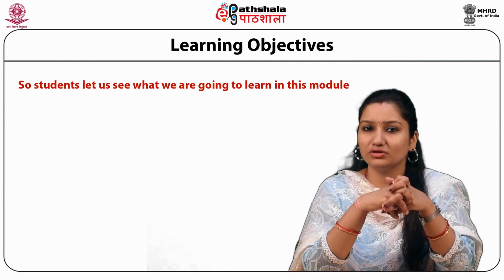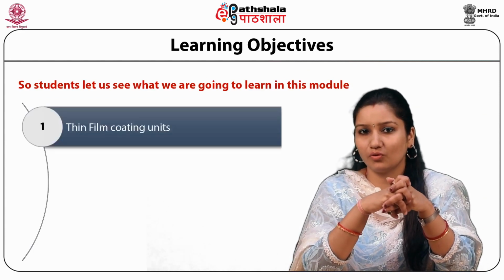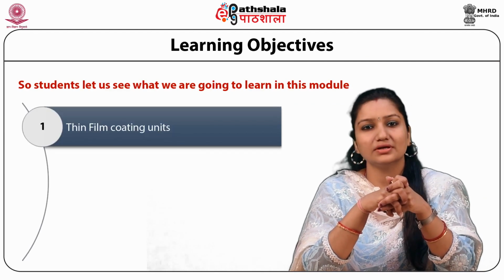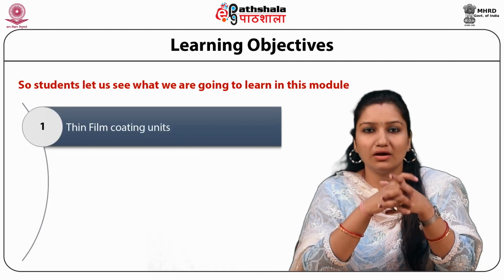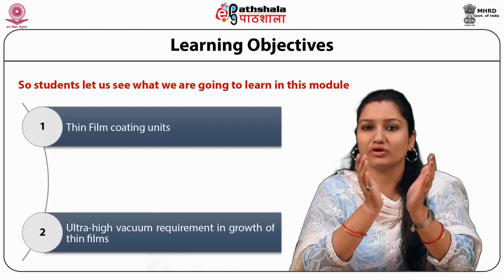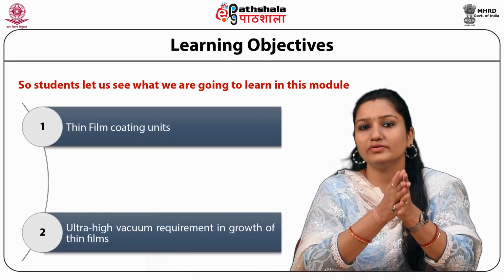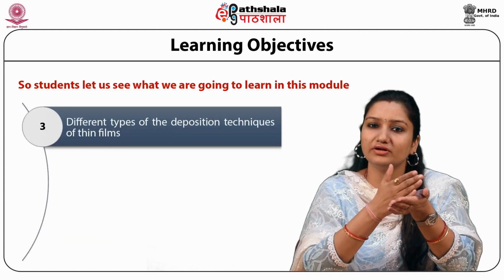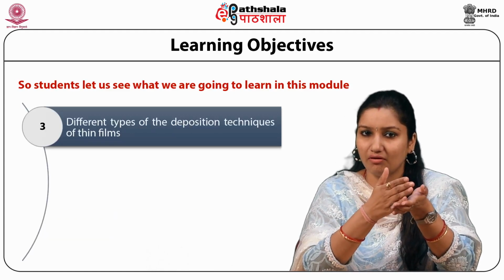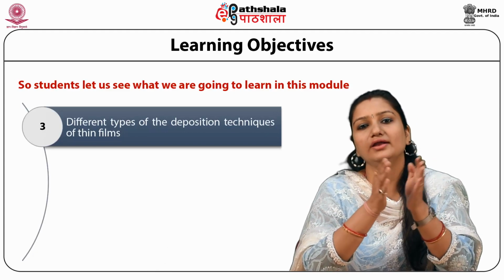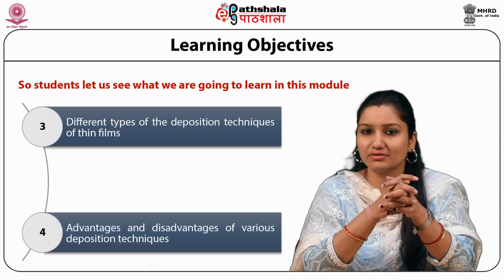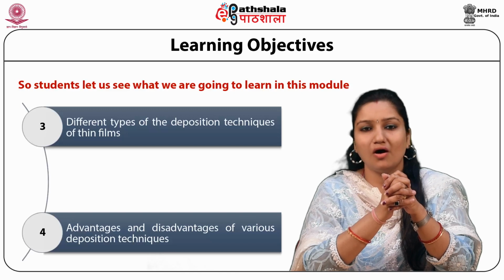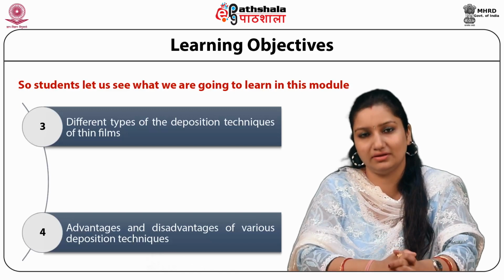First of all, we are going to learn about the thin film coating units. Secondly, we will learn the ultra high vacuum requirement in the growth of thin films. Then we will see the different types of deposition techniques of thin films. And in the end, we'll see the advantages and disadvantages of various deposition techniques.